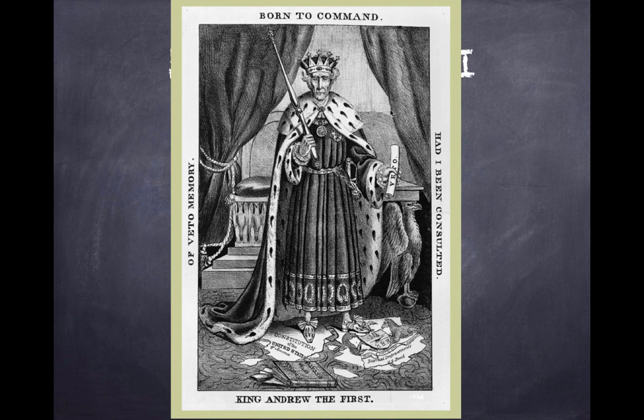It says, "Born to command, had I been consulted, King Andrew I of veto memory." You see Andrew Jackson in king's attire. He has a veto in his left hand, and he is standing on top of the Constitution of the United States of America, which is ripped up. And you also have internal improvements and the U.S. Bank that he is standing on top of as well. So not the most friendly depiction of Andrew Jackson.